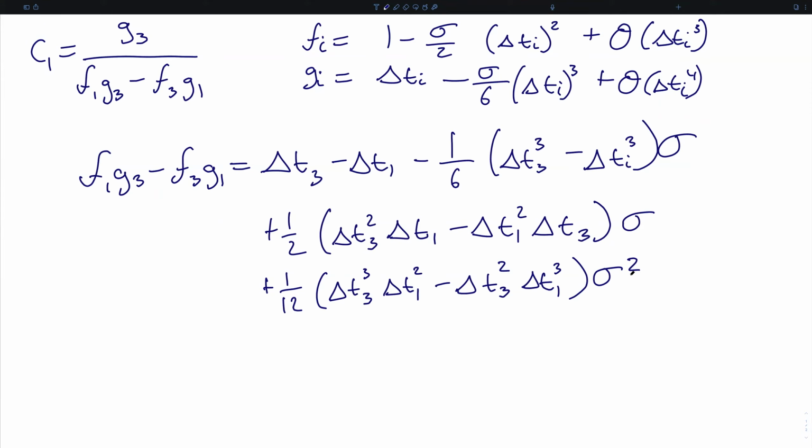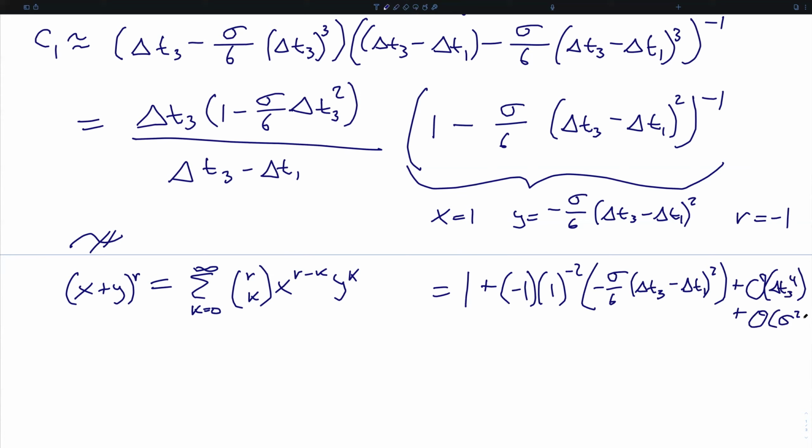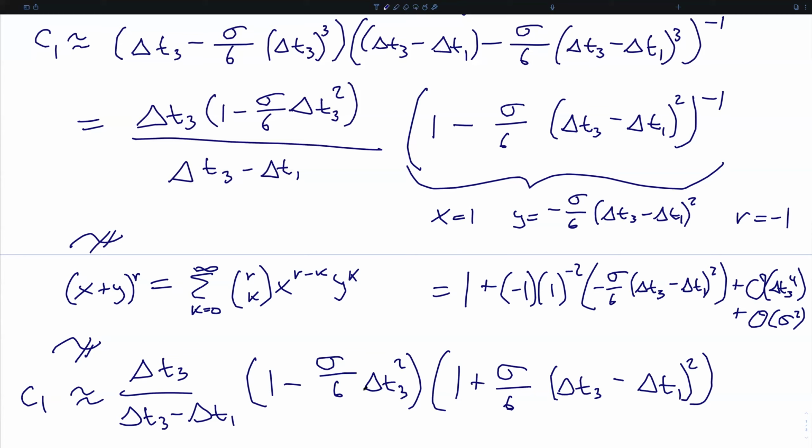Applying the expansion to second order, we thus find that this whole expression equals 1 plus negative 1 times our whole y term, and then everything else will be of order delta T3 to the fourth, or order sigma squared, and so we ignore it as we've ignored these quantities previously. So let's regroup. We now have delta T3 over delta T3 minus delta T1 times the quantity 1 minus sigma over 6 delta T3 squared times quantity 1 plus sigma over 6 times quantity delta T3 minus delta T1 squared.